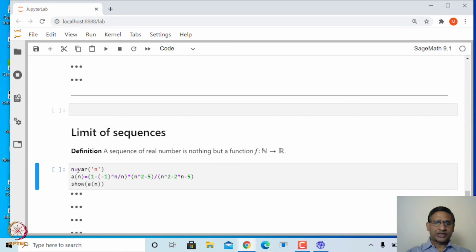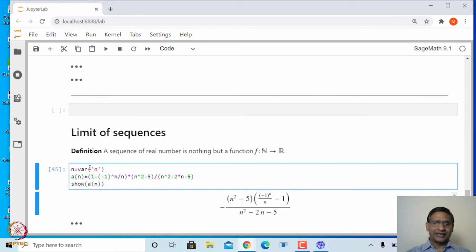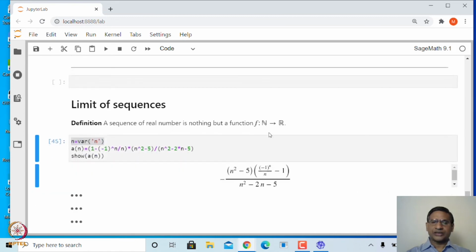And so, let us look at an example. This is a sequence f_n, which I have denoted here by a_n. I have defined a_n. You need to declare n as a variable. So, this is a sequence, which looks fairly complicated, but since a sequence is also a function, it will be a good idea to plot the graph of this function. When I say graph of this function, you need to plot n comma f of n. So, in this case, n comma a_n.